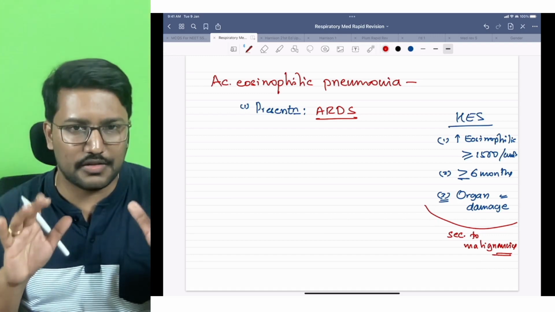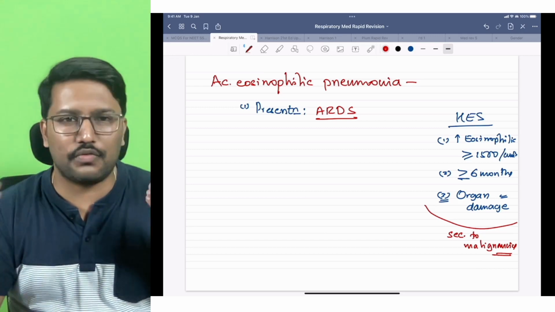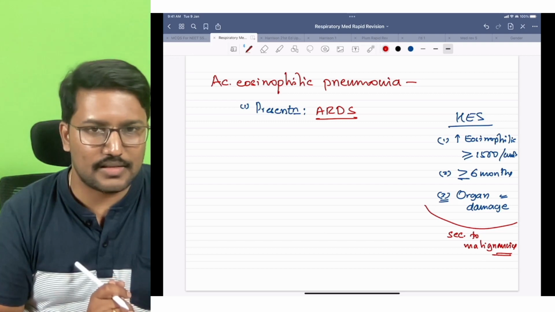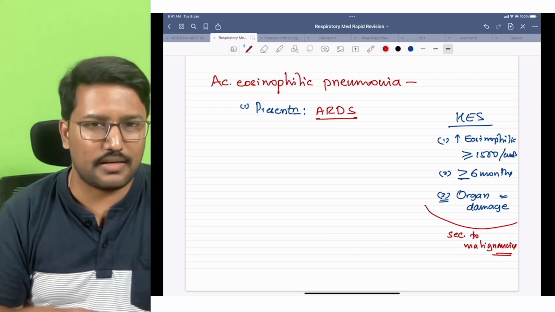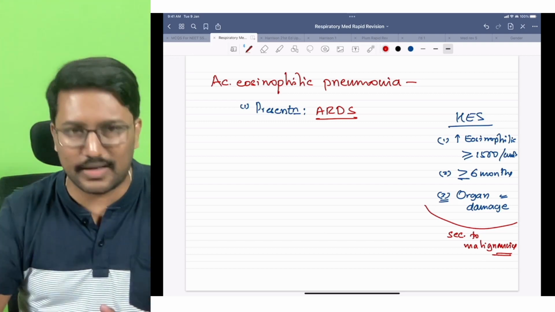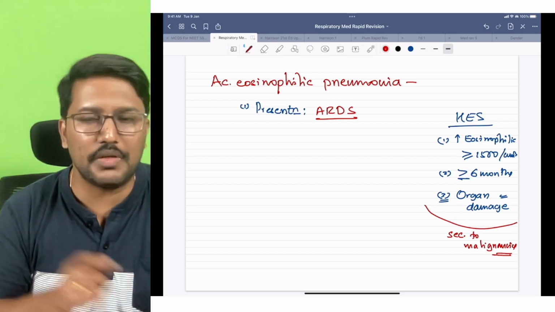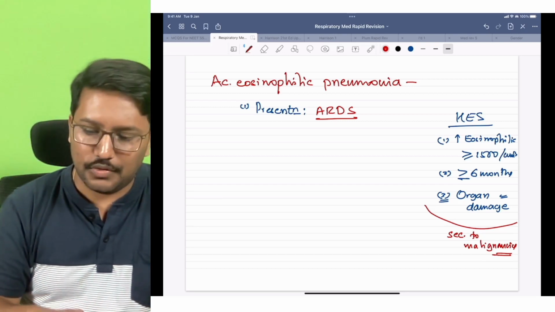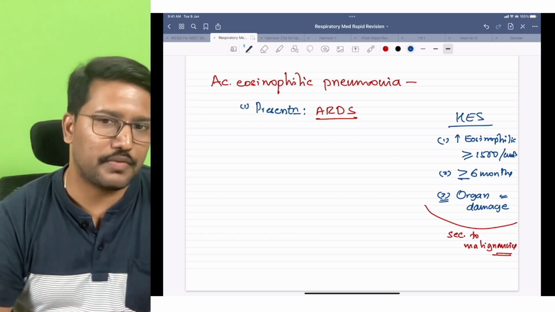with bilateral bat wing distribution or diffuse distribution of the opacities, and you will consider this case as ARDS because we follow the Berlin criteria. You don't need right heart catheterization. You do an echo, which probably turns out to be normal. That's your starting point. Now, what makes you think that this patient has acute eosinophilic pneumonia?